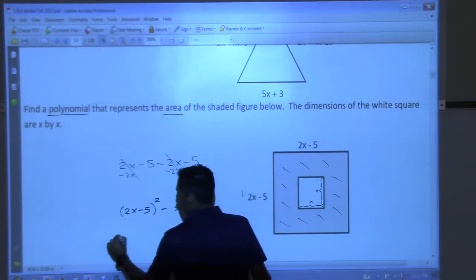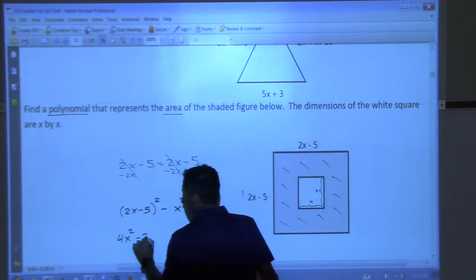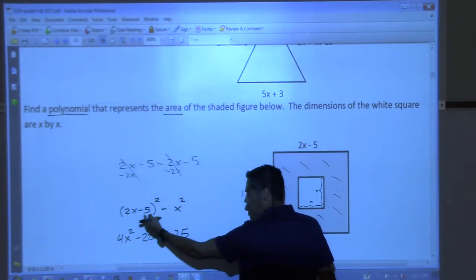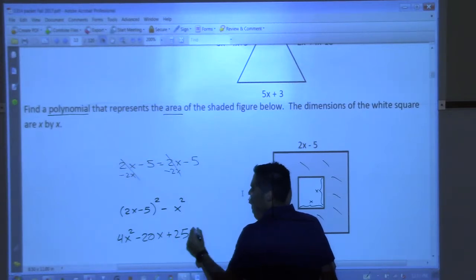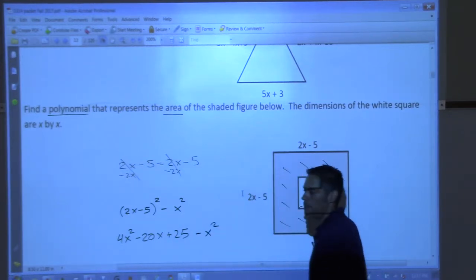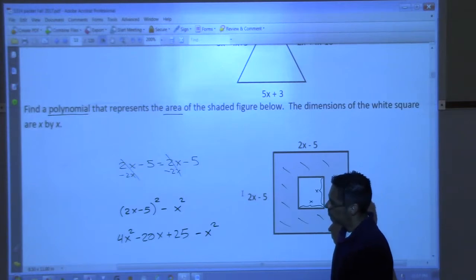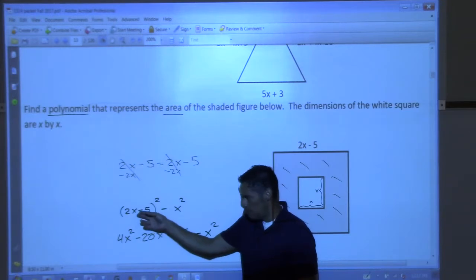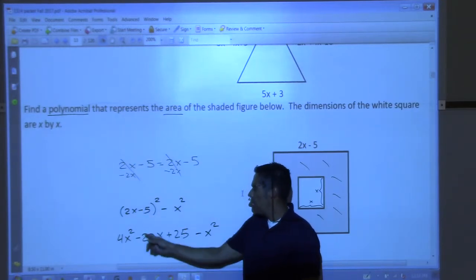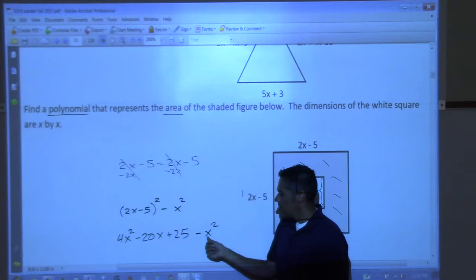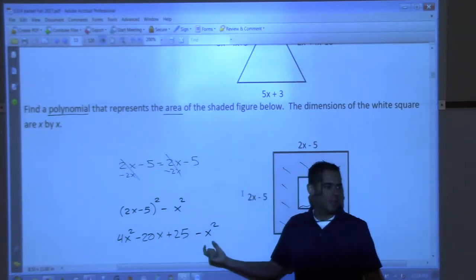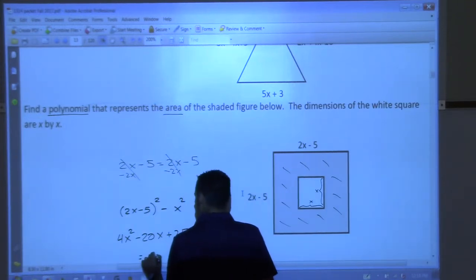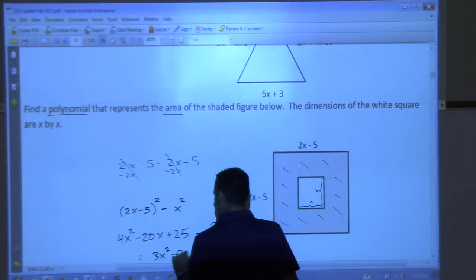Well, okay, I'm not going to show the foiling out, but if you foiled it, you get this. And then you'd still have minus x squared. I'm not showing the work from here to here, I'm just doing it mentally. I want you to be able to do that on your own. And then I'm subtracting the x squared. And then all you'd have to do is do 4x squared minus x squared, which would give you 3x squared. So your final result would be 3x squared minus 20x plus 25.